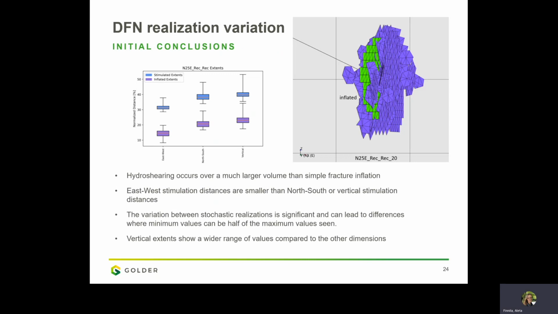So for this first run where we just did under the most likely stress conditions, we can make a few conclusions to answer some of the questions we had, where we see that hydro-shearing occurs over a much larger volume than simple fracture inflation, which is expected. East-west stimulation distances are smaller than north-south or vertical stimulation distances. And now here's where it gets interesting: the variation between the stochastic realizations is quite significant and can lead to differences where minimum values can be half of the maximum value seen. So what we're seeing here is the particular DFN realization is making a difference for this particular question.